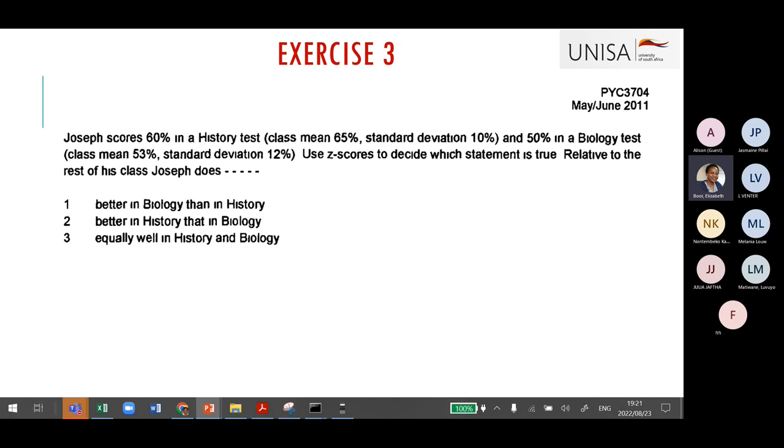So it means we're going to need to calculate the Z-score for history, which will be X minus the population mean divided by the standard deviation. So what are we given for history? His score, which is our X, the class mean, which is our mu, and the standard deviation, which is our sigma. So we can just substitute.